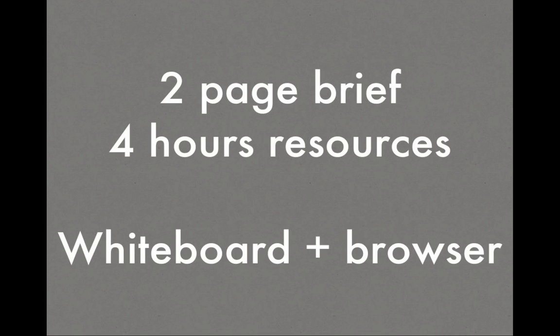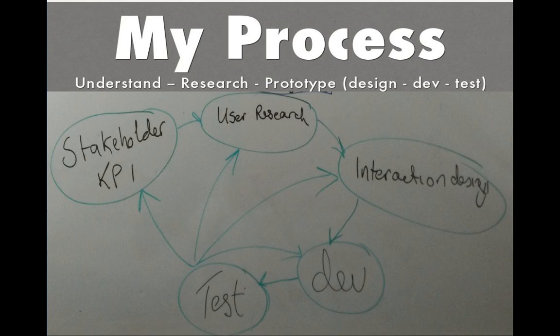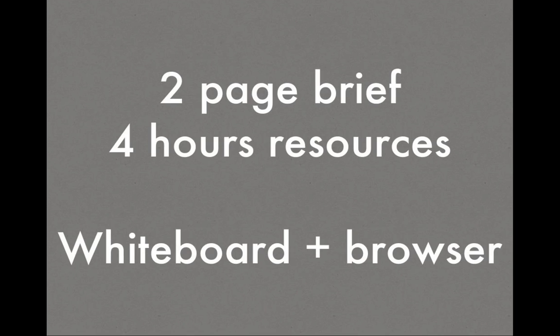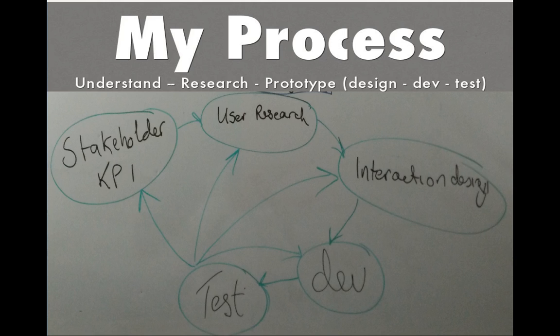Very quickly on the process, this presentation is meant to be 15 minutes. I'll try and get it as short as possible. So the process: I try to understand what's going on from stakeholders with a view to their KPIs to measure the progress. I try to do a little bit of user research, some background research, and then I prototype, design, dev, and test. In this case, it's going to be mostly whiteboard stuff.